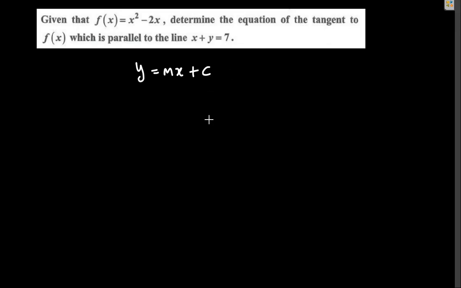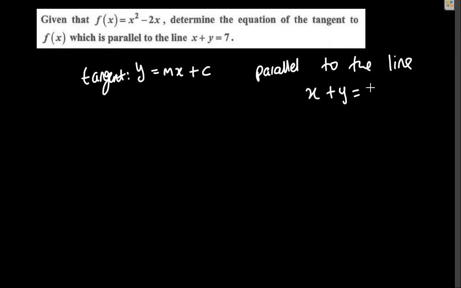What do they mean when they say this tangent? Remember, this would be our tangent. They are saying that our tangent must be parallel to the line x plus y is equal to 7. How can our tangent be parallel to this line? Well, first of all, let's write the equation of this line well. So the equation of this line will be y is equal to negative x plus 7. We always need to make y the subject of the formula.